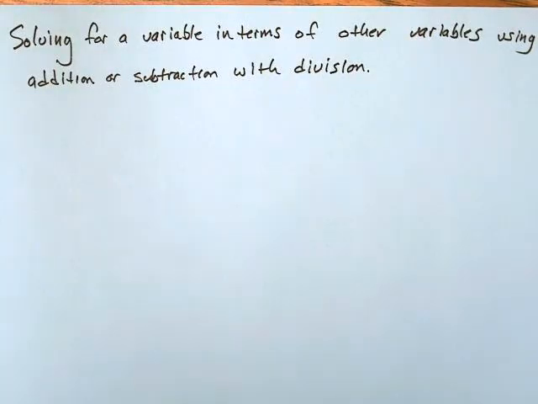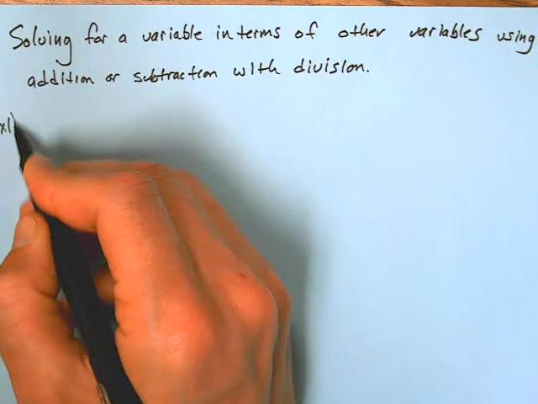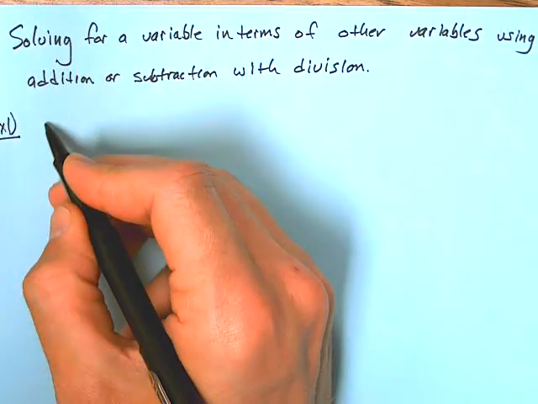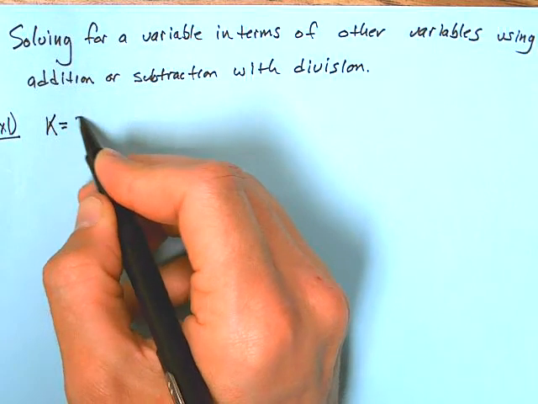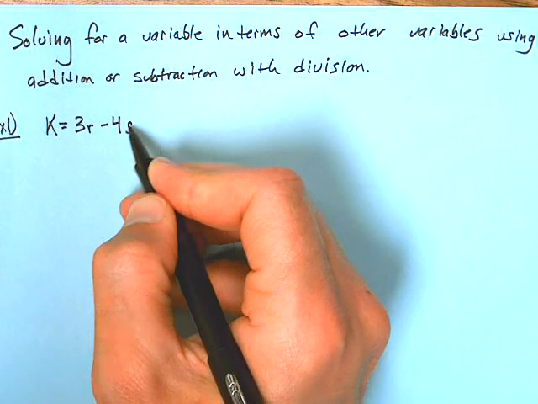This topic is solving for a variable in terms of other variables using addition or subtraction along with division. I'm going to show you two examples. Example 1, say we have capital K equals 3 times R minus 4 times the letter S.